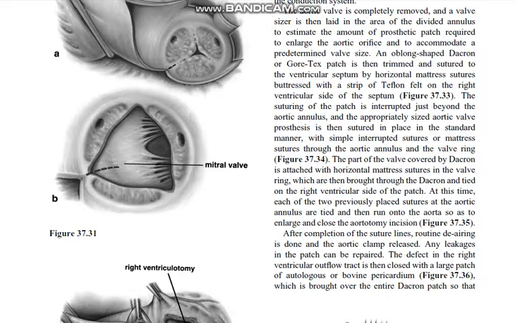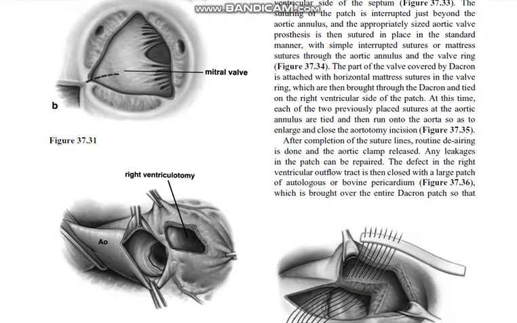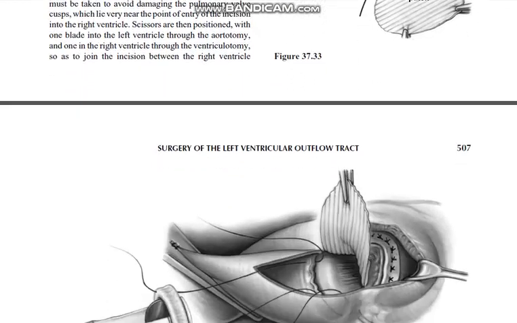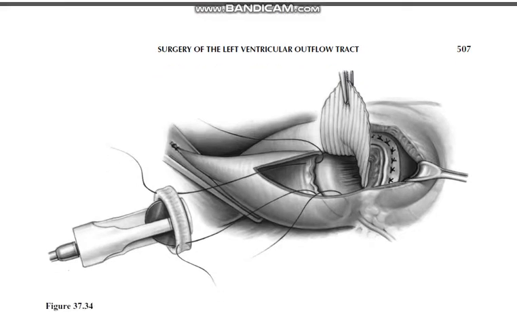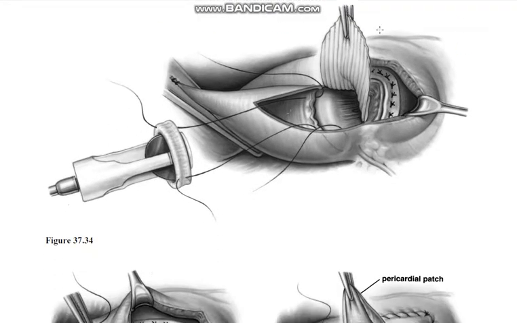Now we will show you the picture of 37.34. This is the picture, and here we are doing the implantation of the prosthetic aortic valve, and also the suturing of the VSD patch has been done till the aortic annulus.